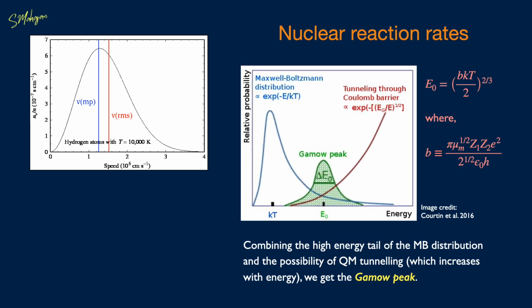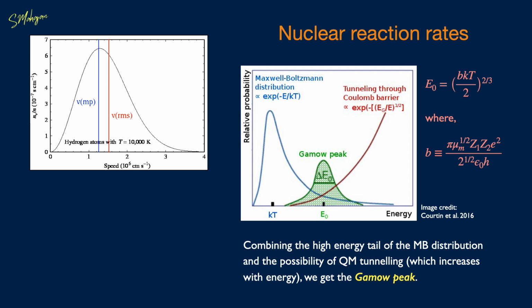The energy corresponding to the point where the gravitational potential energy overlaps with the Maxwell-Boltzmann distribution is called the gamma peak. The likelihood that a nuclear reaction will occur is a function of the kinetic energy of the collision of the particles involved as well. The gamma peak arises from the contribution of the high energy tail of the Maxwell-Boltzmann distribution and the Coulomb barrier penetration term. The curve peaks at energy E0.